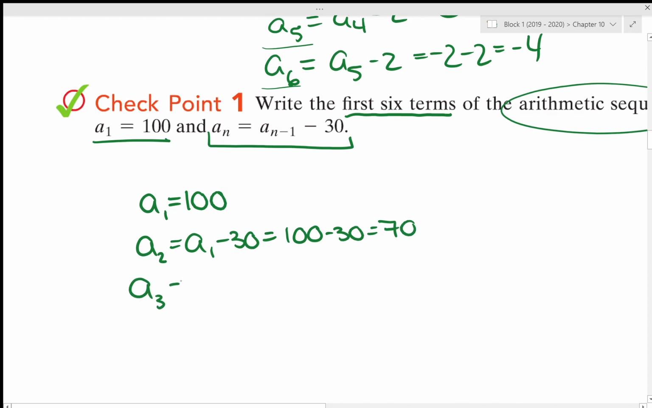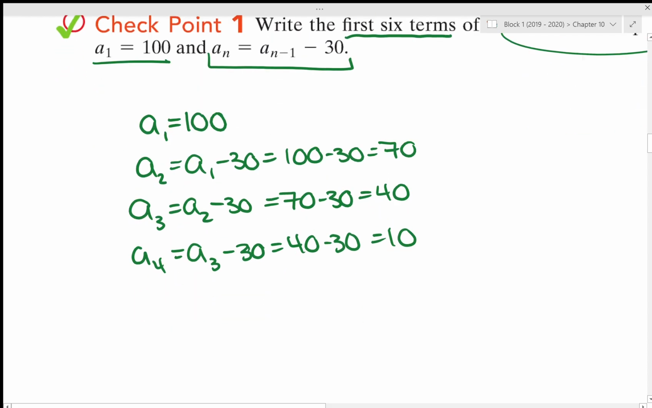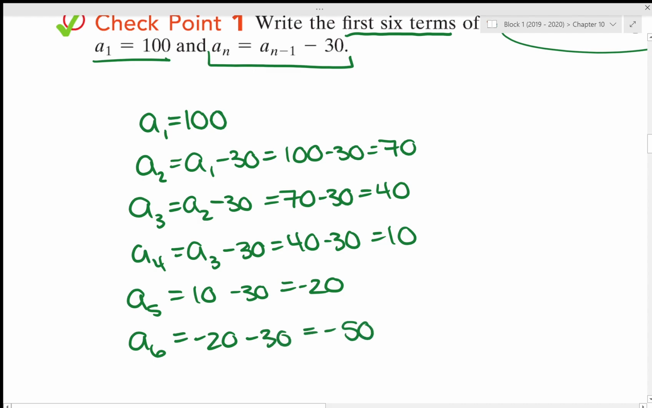A of 3 is a of 2 minus 30. So 70 minus 30, I get 40. A of 4 will be the third term minus 30. So 40 minus 30, I get 10. A of 5, 10 minus 30, so I get negative 20. And a of 6 is negative 20 minus 30, so I get negative 50.